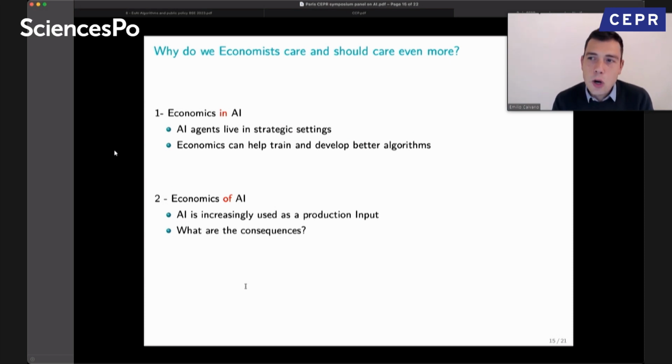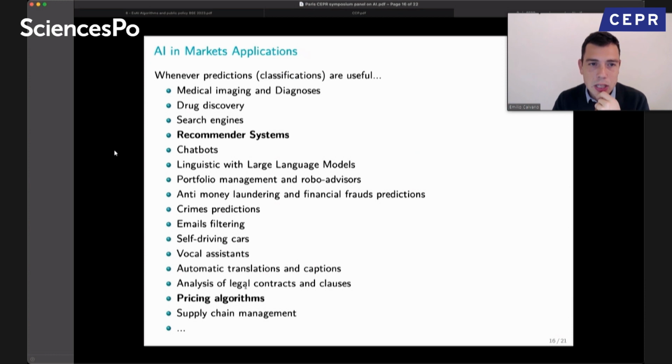And second, because economics can help, in a way, train and develop better algorithms by designing, in turn, strategic environments in which these tools are trained. And then, of course, the economics of AI, which is thinking about AI as a production input and thinking about consequences of diffusing these tools in the economy and in marketplaces and society at large.